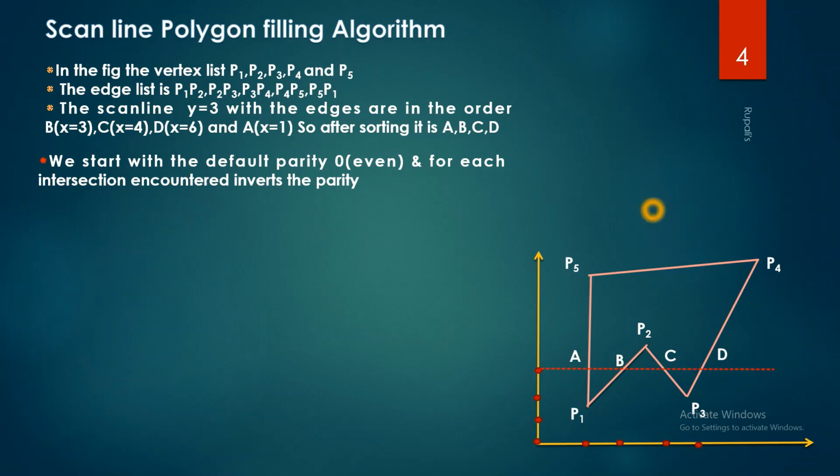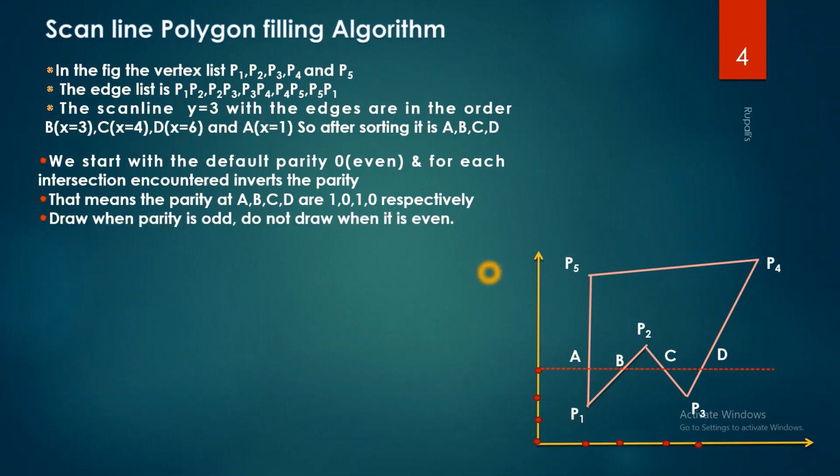Here you have to apply the parity rule. Initially the parity is 0. When any intersection occurs it becomes 1. Draw when the parity is 1, do not draw when the parity is 0. So when the first intersection occurs, the parity was 0, it becomes 1. So here at A it is 1. Again another intersection occurs at B, it becomes 0. Again another intersection occurs at C, it becomes 1. Again another intersection occurs at D, it becomes 0. So we will draw when the parity is 1, we do not draw when the parity is 0.